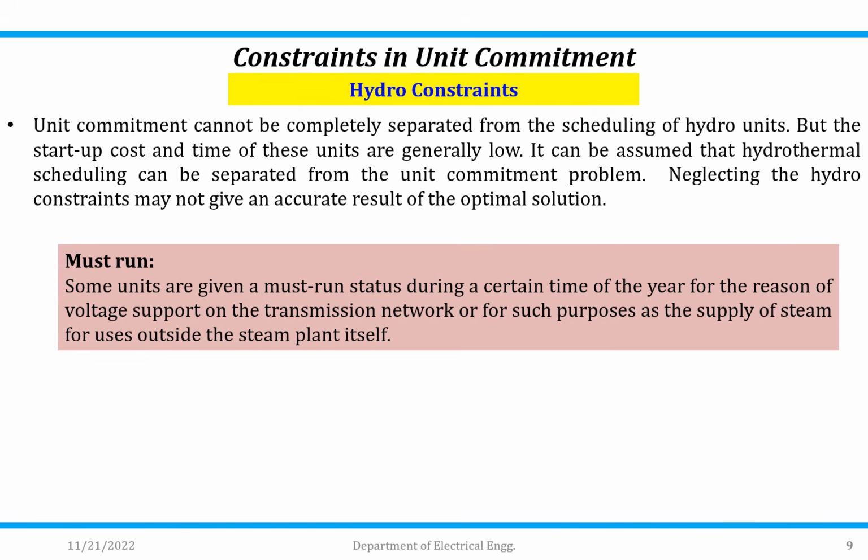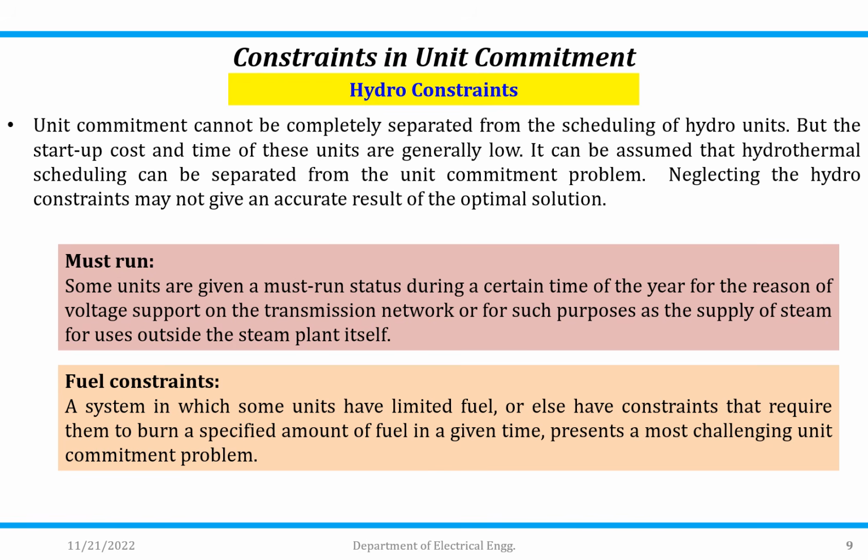So the first hydro constraint is must run. What is the meaning of this must run? Some units are given a must run status during a certain time of the year for the reason of voltage support on the transmission network or for such purposes as the supply of steam for uses outside the steam plant itself. And next is fuel constraints. A system in which some units have limited fuel or no fuel, or else have constraints that require them to burn a specified amount of fuel only in a particular period of time, will present a most challenging unit commitment problem.